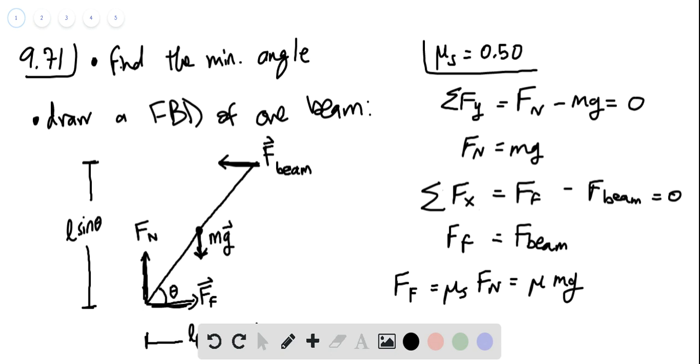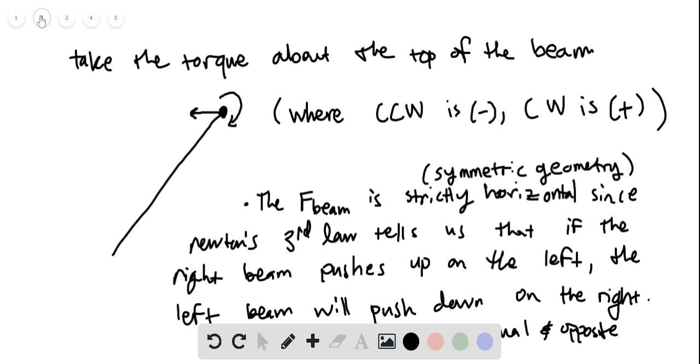So if you have a force acting at a distance on a lever arm, for example, like a wrench, then there's going to be a torque. And it's going to be maximized whenever the angle between them is 90. So we always want to go for those 90 degree torques. But anyway, you want to take the torque about the top of the beam.